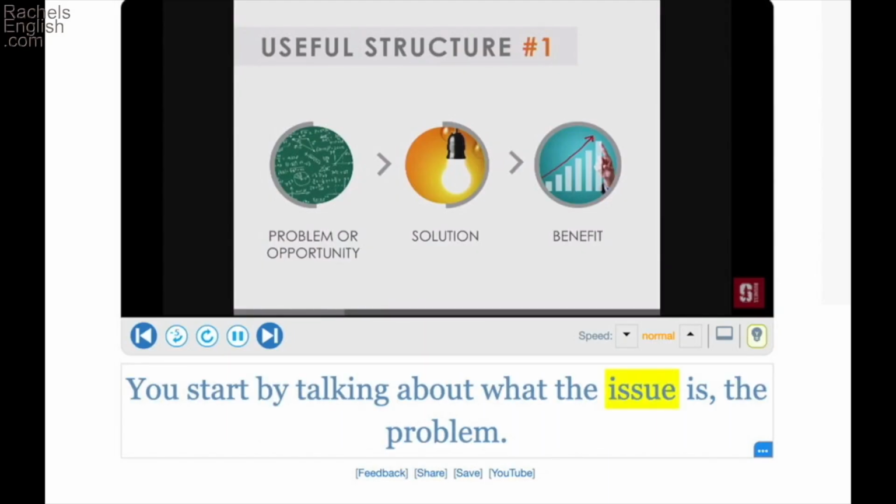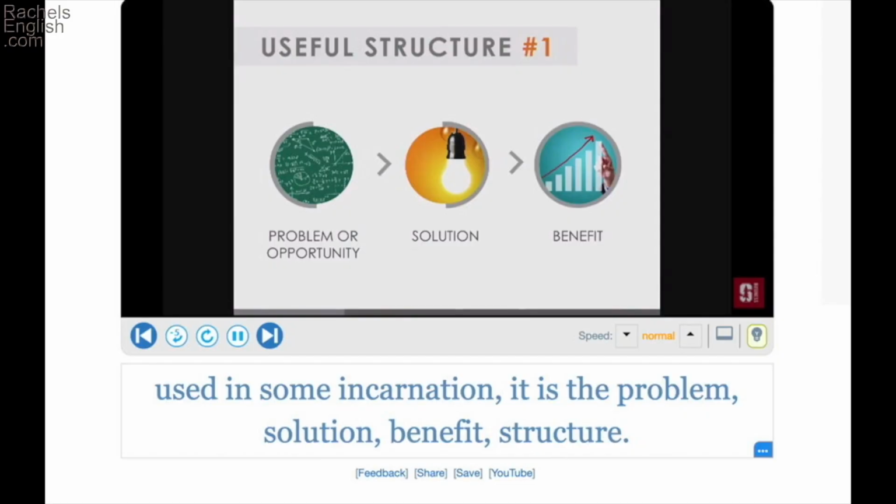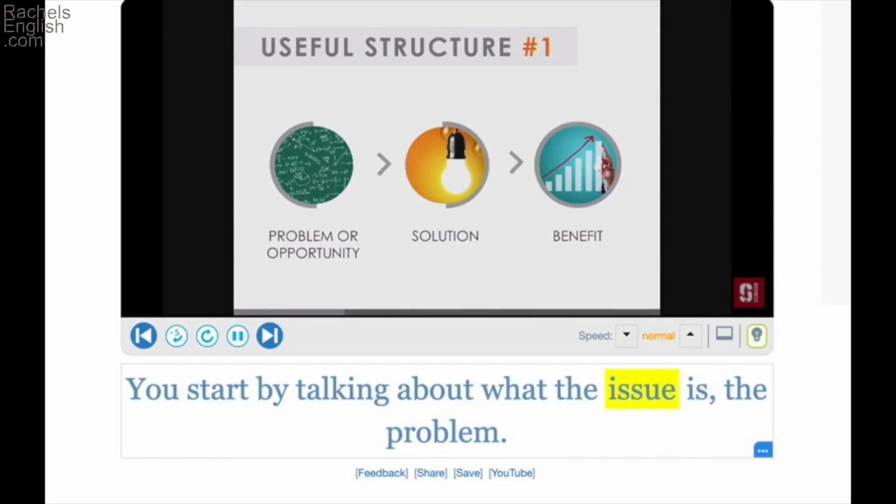You start by talking about what the issue is, the problem. So issue can often be negative, the problem that people are trying to sort out. For example, your friend calls you and says, I can't make it to lunch. You can say, oh no, what's the issue? And she may say, my car broke down, or something came up at work, or my babysitter canceled. Let's go on to our next example.